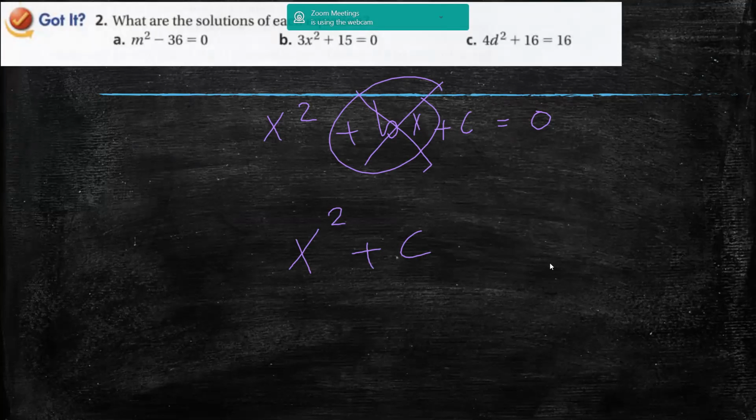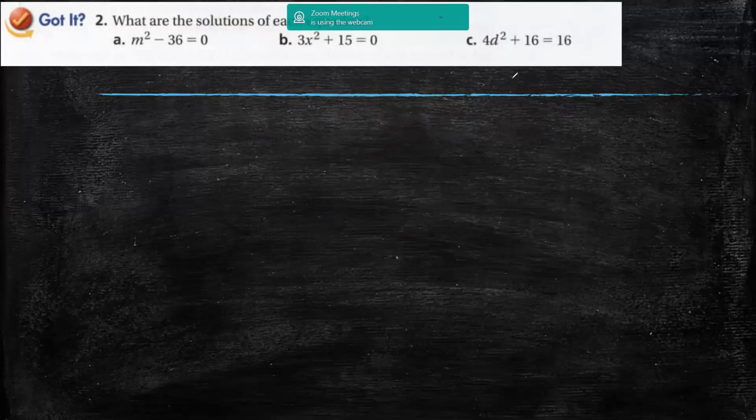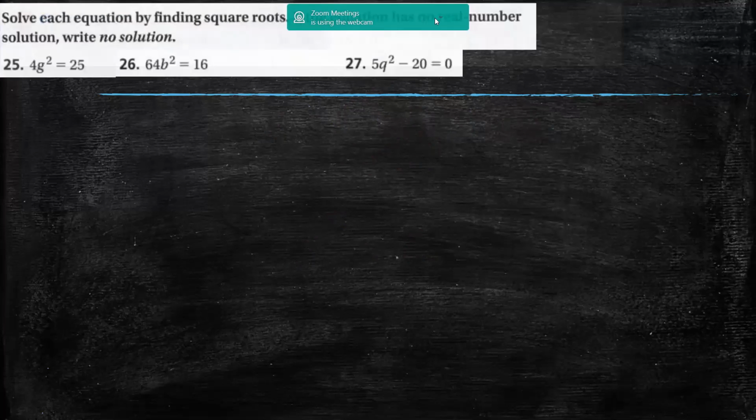So in this lesson here, b is 0. There's no b. I only have an x squared plus c, a variable plus a number, or a variable minus a number. And we need to solve it. Let's see now these examples here.